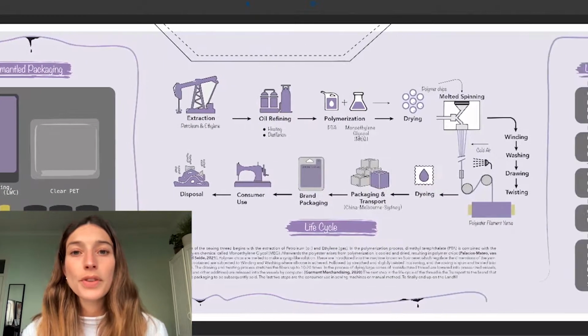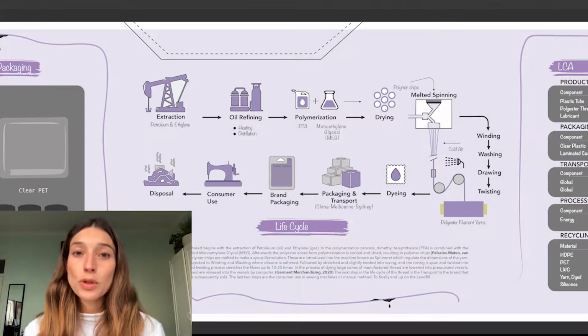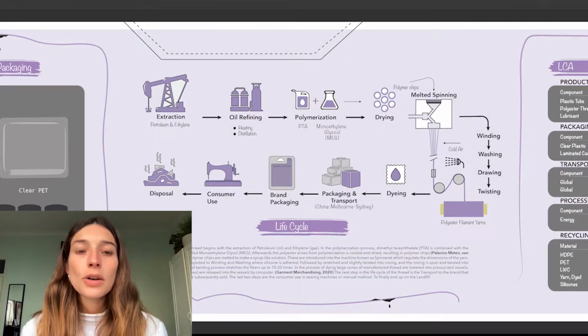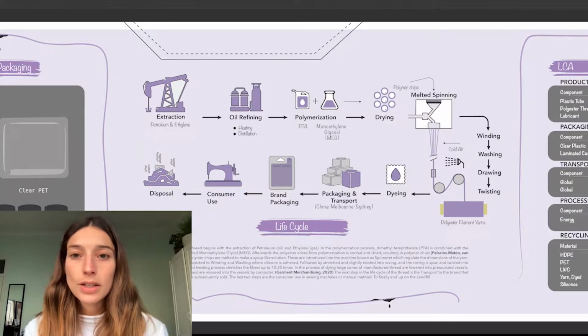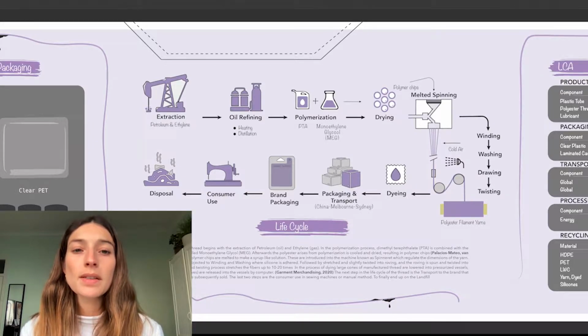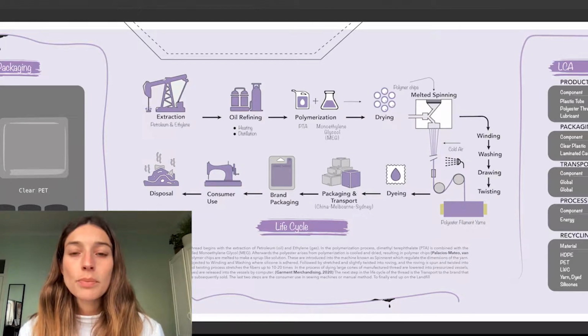The life cycle of the sewing thread begins with the extraction of petroleum, oil, and ethylene, which is a gas, and petroleum must be refined through heating and distillation. Polymer chips are a critical component of the manufacturing process and are produced via polymerization. In the polymerization process, PTA is combined with a chemical called MEG. Both rise to high temperatures. The result of this combination is polyester, which is then cooled and dried, resulting in polymer chips.